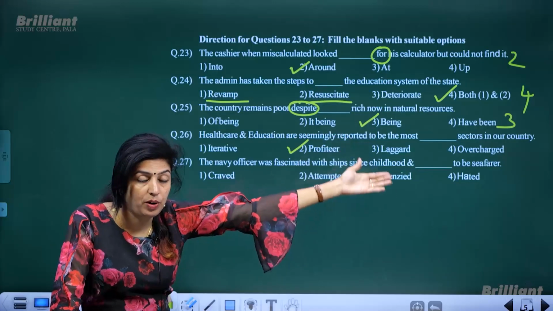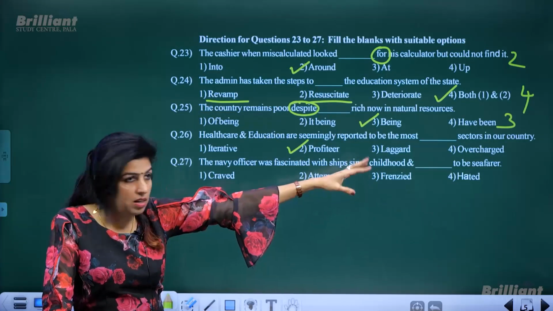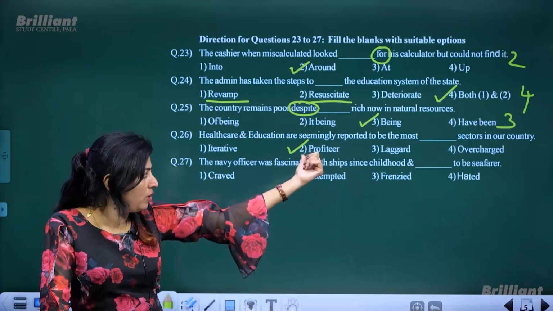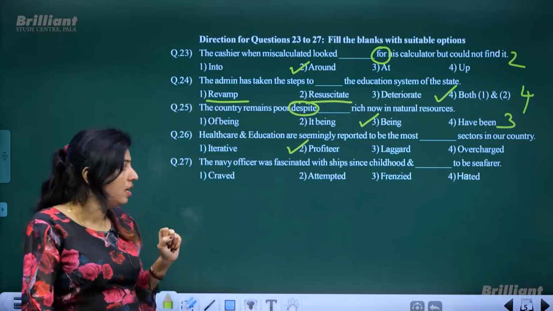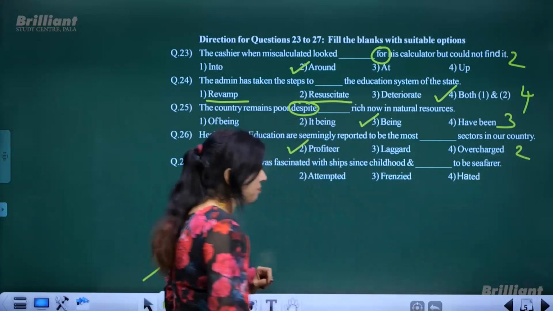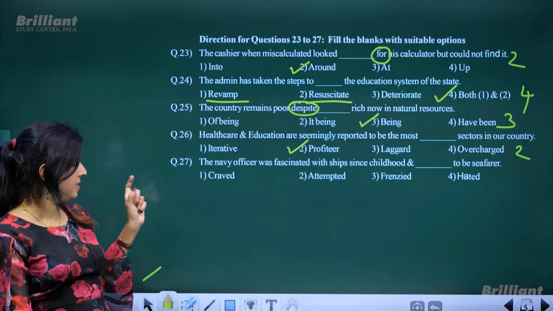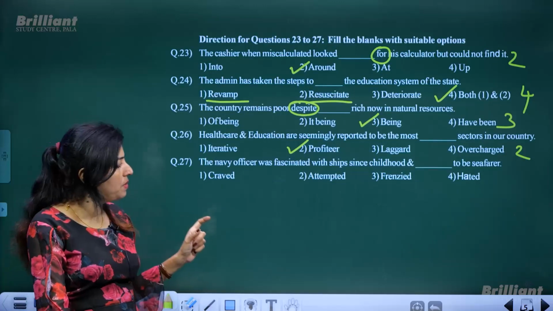If it were overcharging. So since it is overcharged sectors, you better go for this profit here. Profit means something which brings in profit. So in that sense, option number 2 is the suitable one. Now next is, the Navy officer was fascinated with ships since childhood.